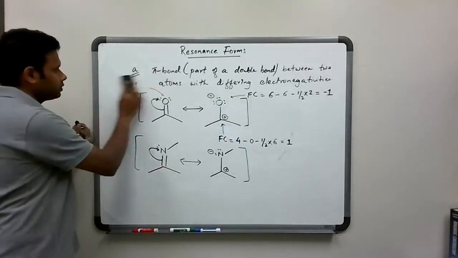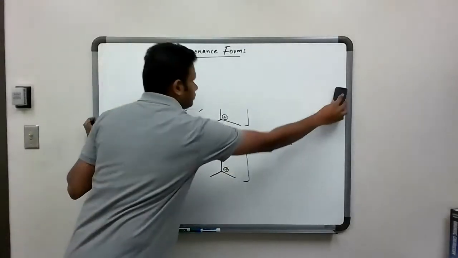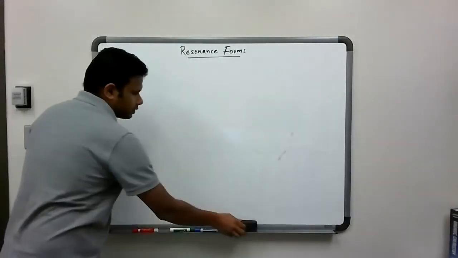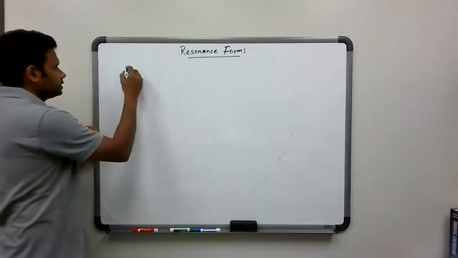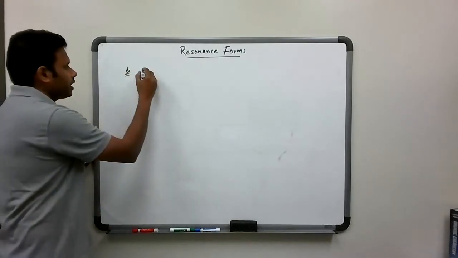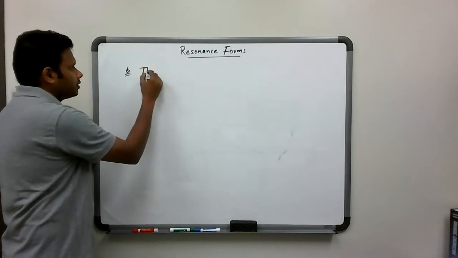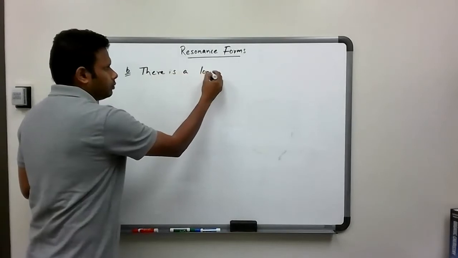Okay, let's go to the second scenario, which is the reverse of this. We're going to look at something that's the reverse of this. The second scenario where you could do resonance is when there is a lone pair.